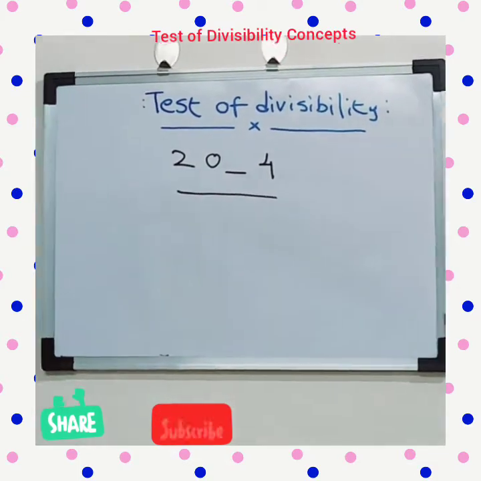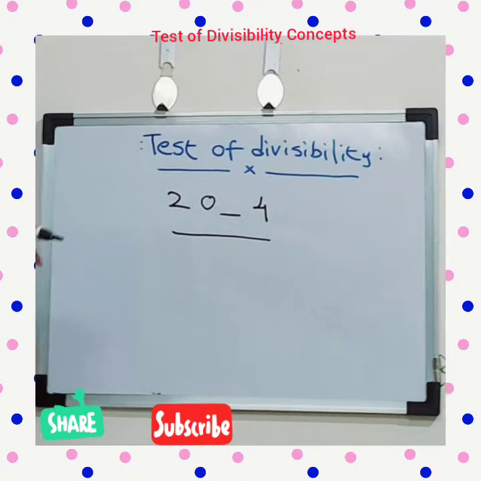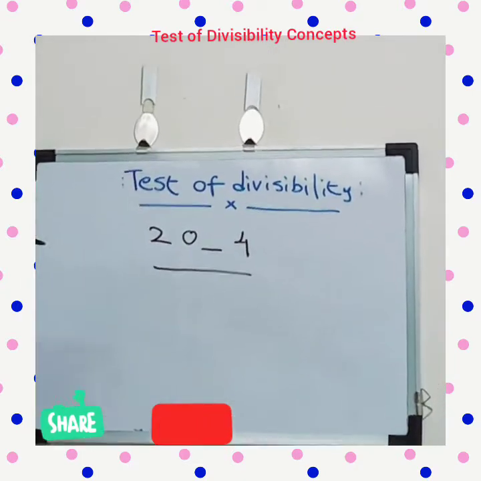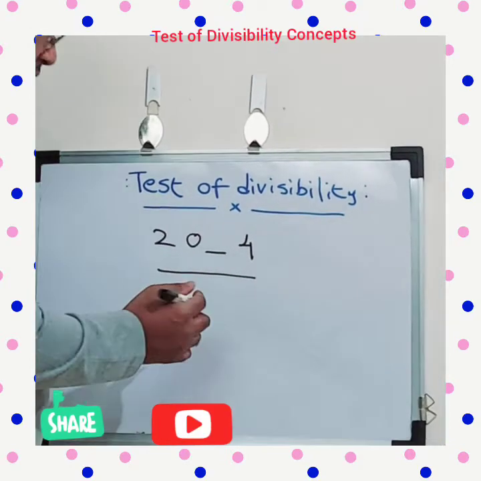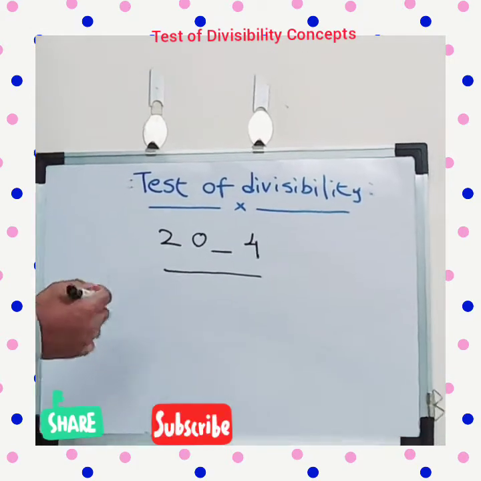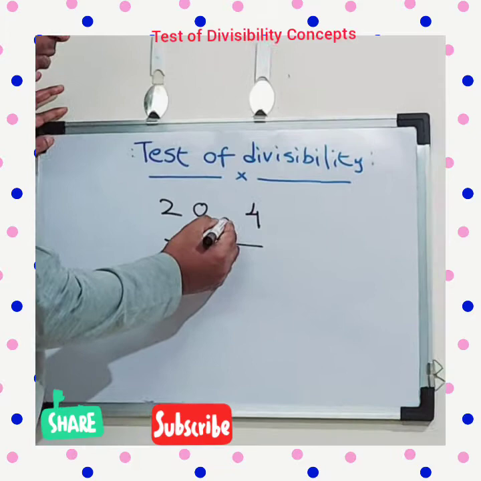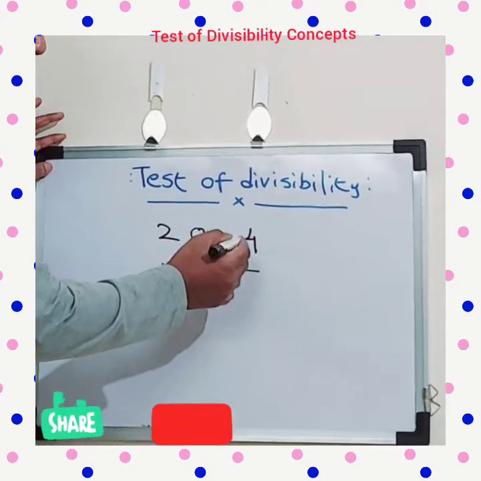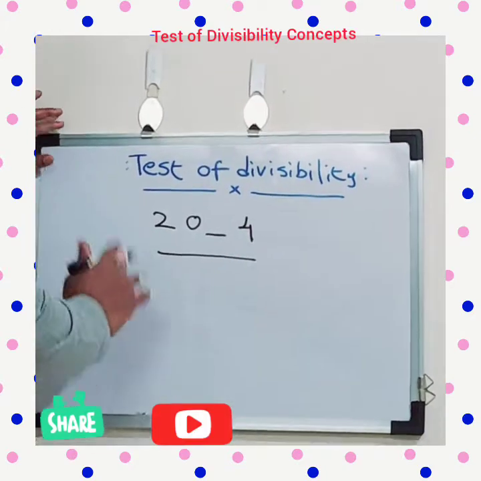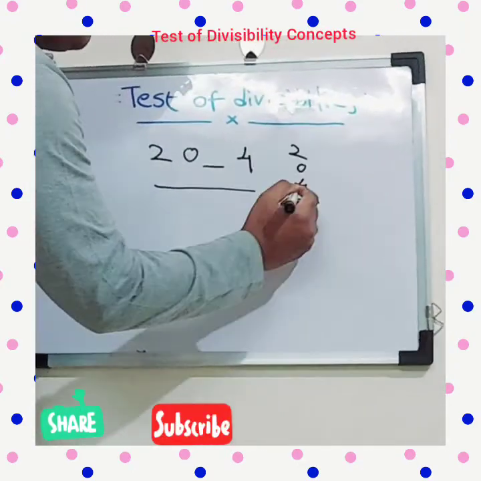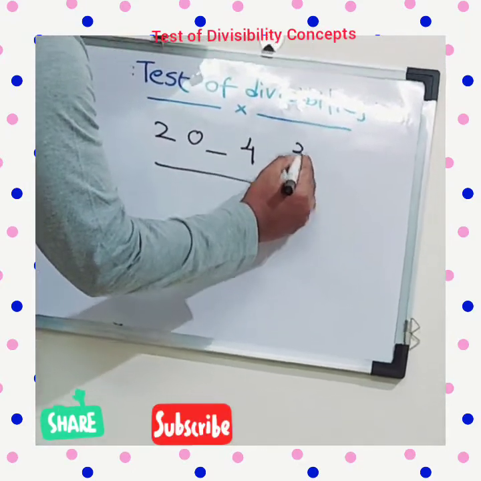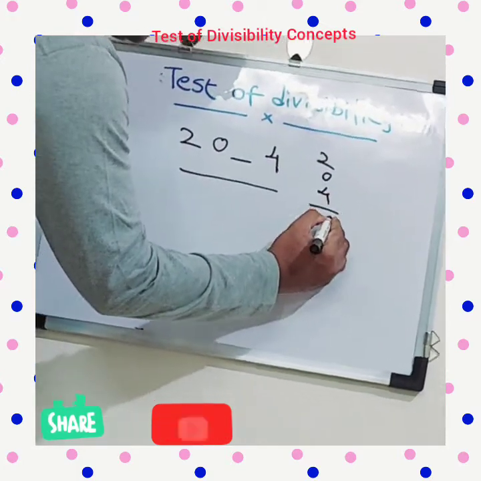To solve this, the test of divisibility of 3 is that the sum of all the digits should be divisible by 3. Another condition is that this should be the smallest such number. Here, 2 0 4: 2 plus 0 plus 4 is 6.